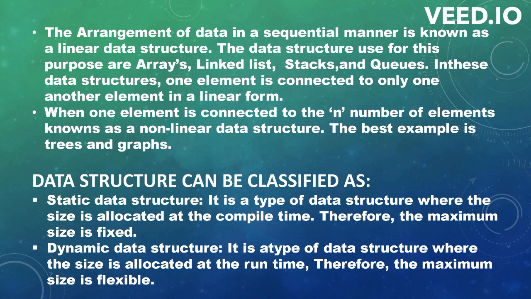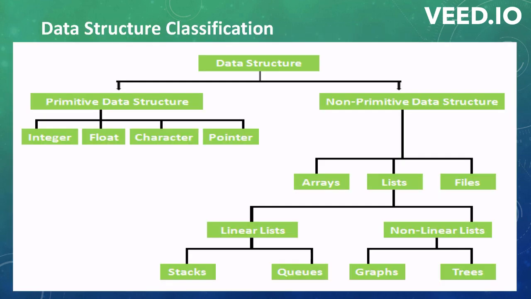Data structure can also be classified into two types: static data structure and dynamic data structure. Static data structure is where the size is allocated at compile time, therefore the maximum size is fixed. It cannot be flexible. Dynamic data structure is where the size is allocated at runtime, and therefore the maximum size is flexible. So here you can see the data structure classification.